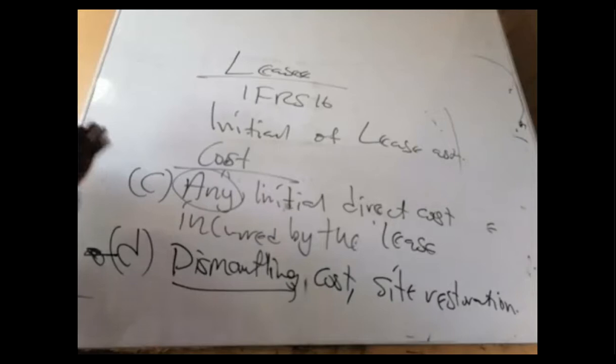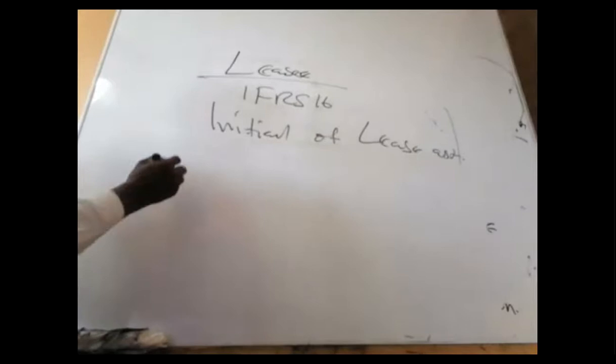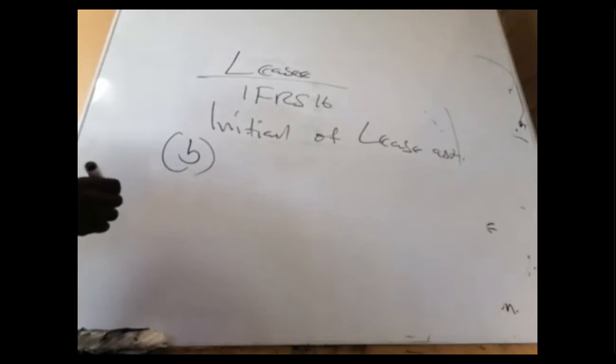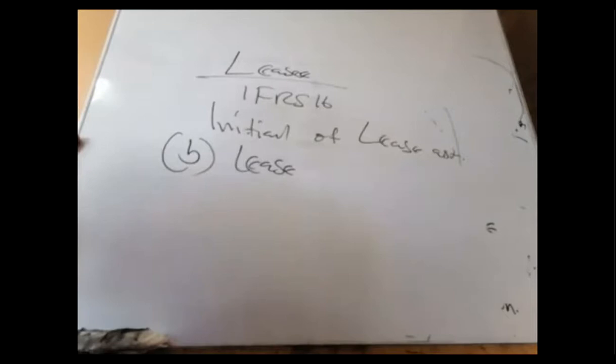Fine. Now let's go to B. How do you obtain the initial measurement of the lease liability? Extremely important, because these are the items that we need to have. So we are still at the initial amount. How to get the initial lease obligation, or the lease liability?